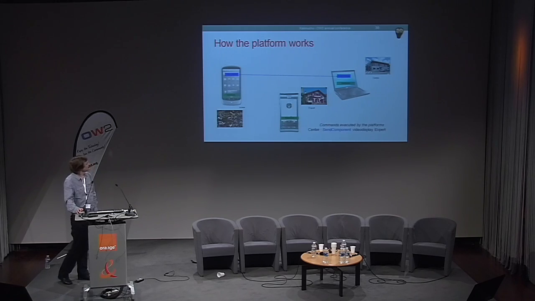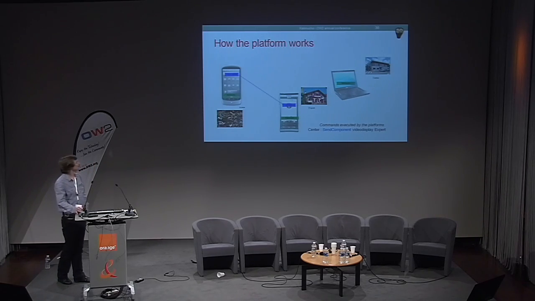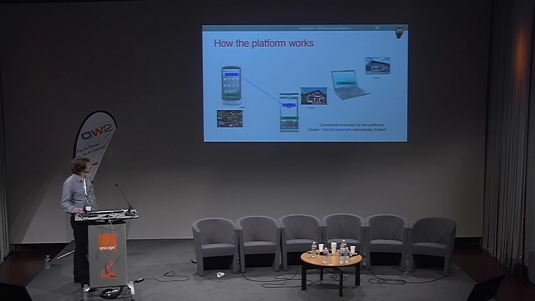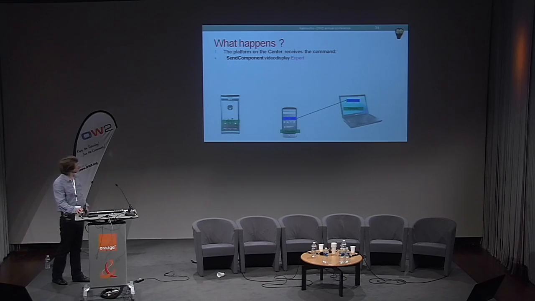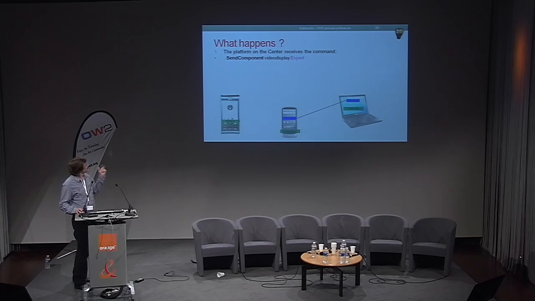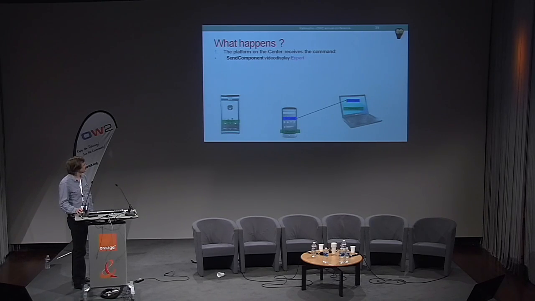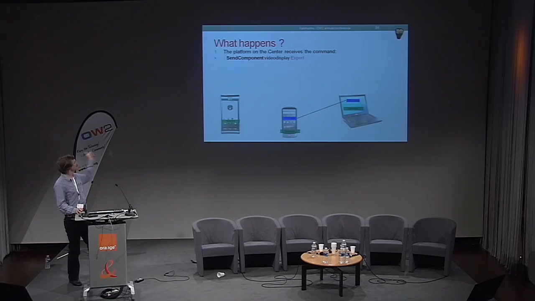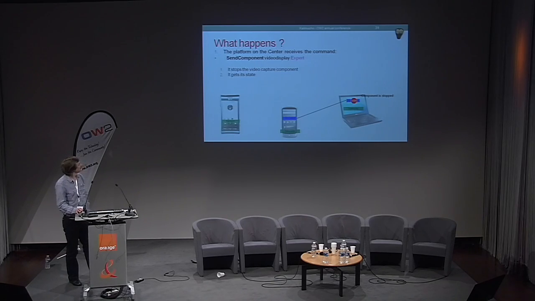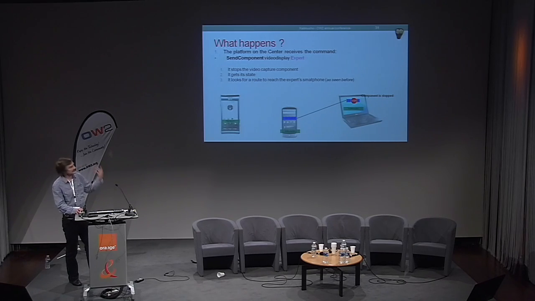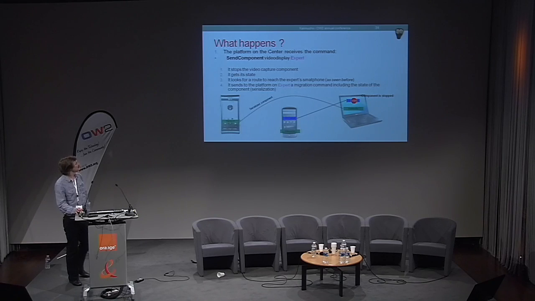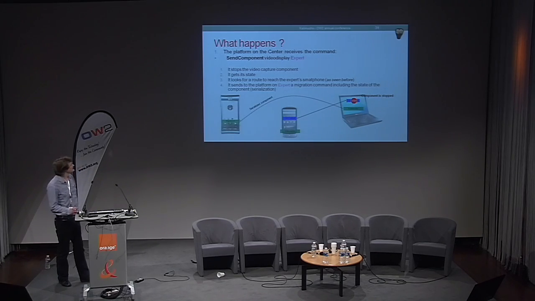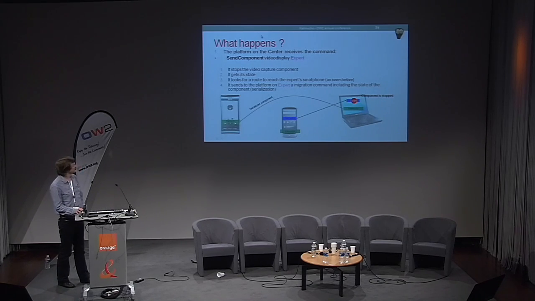If we take the problem of how to move a component from one device to another device, what happens? For the moment, we have this situation. We send a command to the platform on the PC in order to send the component to the other smartphone. What happens? It stops the component, it gets the state of the component, and then it looks for a route, always the same thing, and then it will send the component as a serialized component, a classical Java serialization.